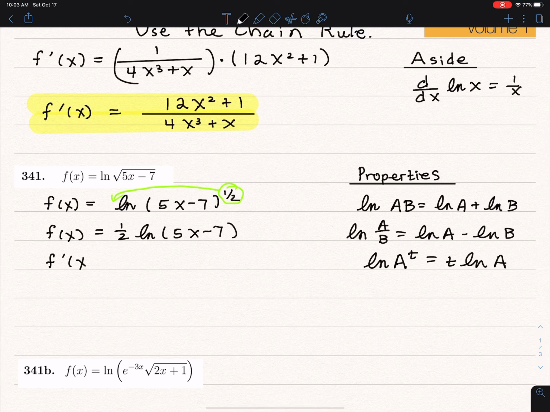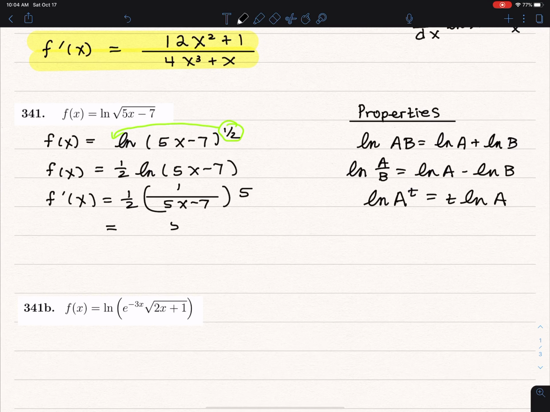So now when I take the derivative, I leave 1/2 alone, and then I have ln. The derivative of that is 1 over whatever's inside, and then I multiply by the derivative of what's inside. I might just put that in the numerator right away. This gives 5 divided by 2 times 5x minus 7. So when you have a logarithm of a function, you can use some of these properties to expand first. Notice that the property used is the last one, ln of a to the t equals t ln a.